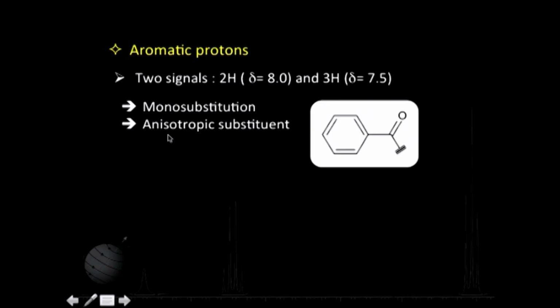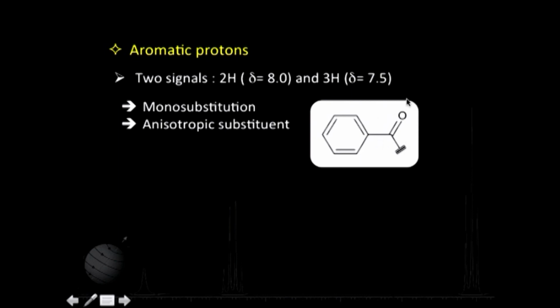But if it is just a monosubstituted benzene, probably all the 5 protons should come together, but we are getting them in 2 parts. One is for 2 protons, one is for 3 protons. That indicates there is some kind of an anisotropic substituent on the benzene ring there. That means this is one possibility we have. We have a benzene ring and it has a substitution on this, and that substitution happens to be maybe a carbonyl group, because this carbonyl group has an anisotropic effect.